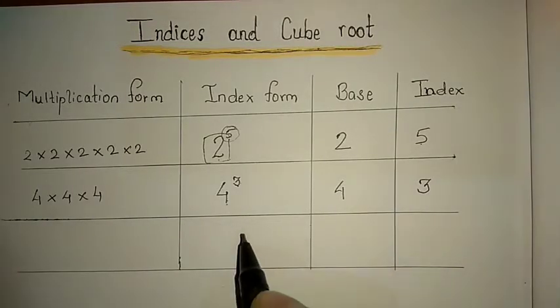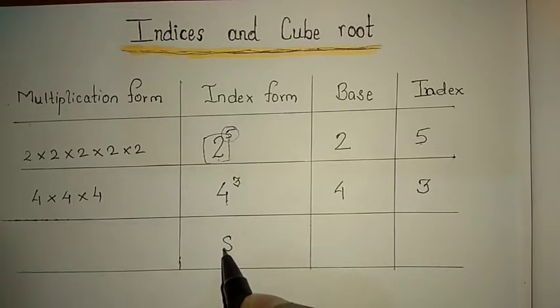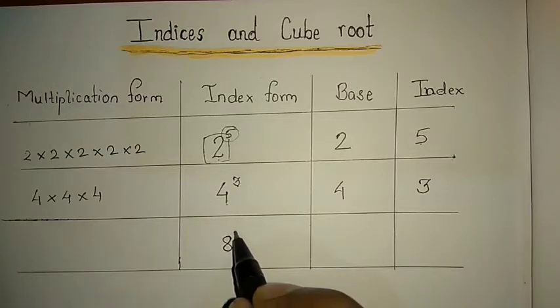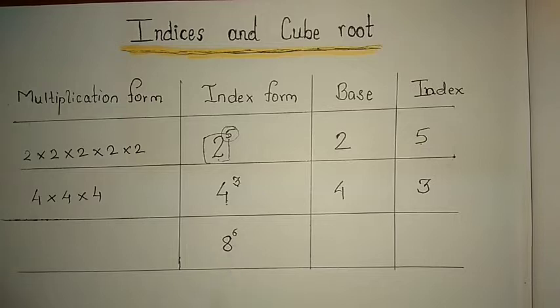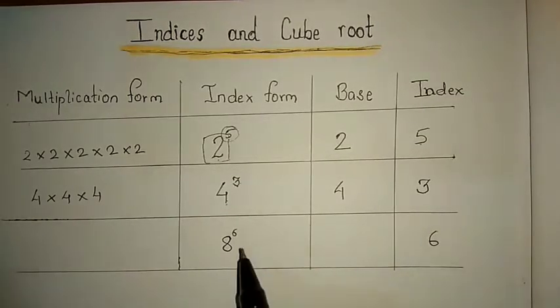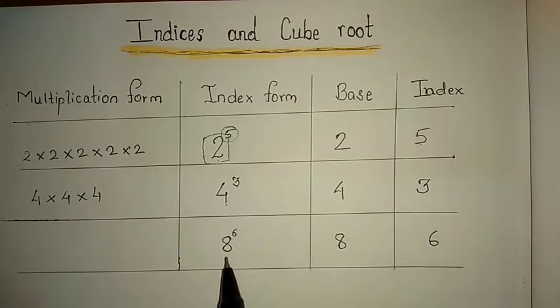I have another number, for example, 8 raised to 6. What is the index here? Yes, index is 6 and base is 8. Now which form is this? This is our index form.